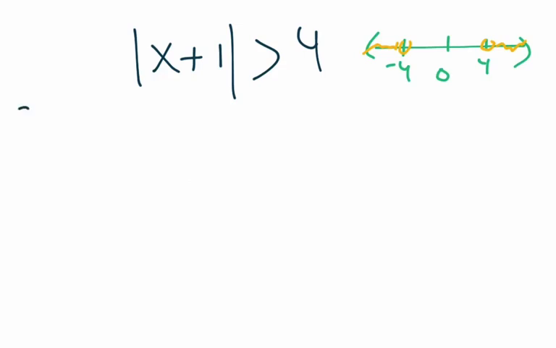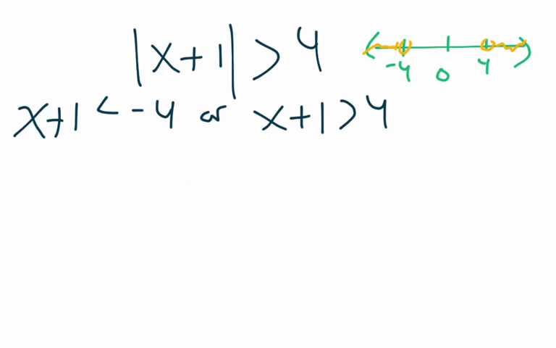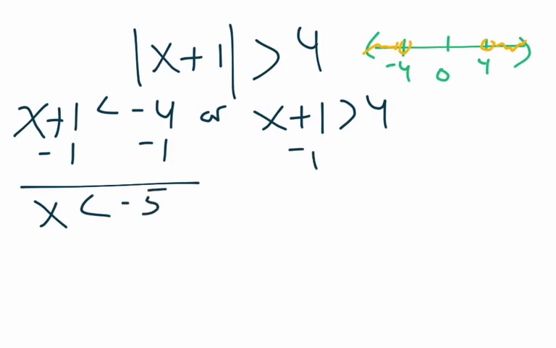So the way this would split up is x plus 1 is either less than -4 or x plus 1 is greater than 4. And then you would solve each one by subtracting the 1. I want you to notice something.